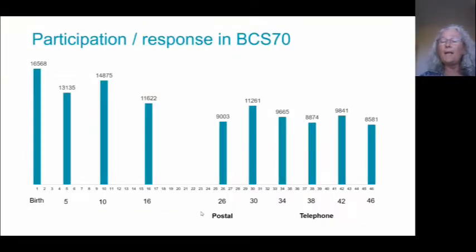So here we have the main sweeps and the number of cohort members who took part in those sweeps. The birth sweep included around 16,500. And by age 16, the response was around 11,600. You'll see that from age 16, there was a gap of 10 years due to lack of government funding. And at age 26, a postal survey was sent to the cohort members with a response rate of around 9,000. And since then, the response rate, although slightly higher at age 30, on the follow-ups every 4 years, has been fairly constant.